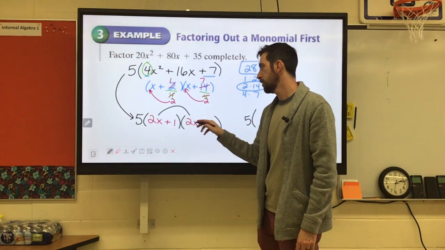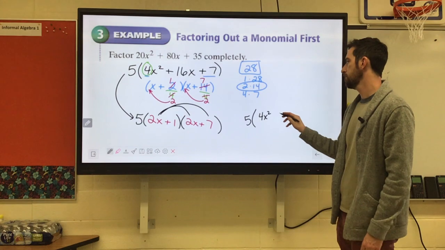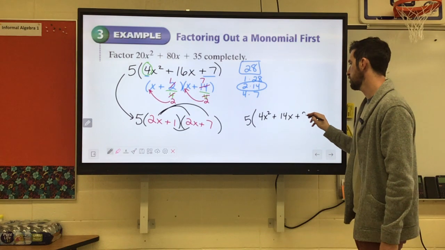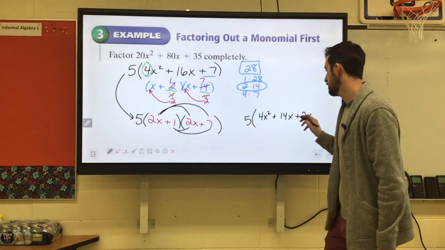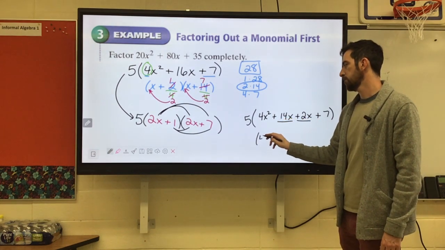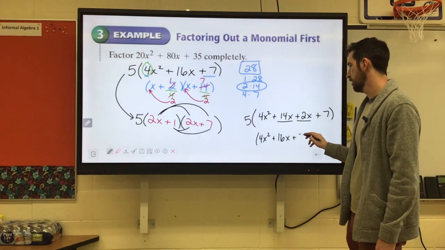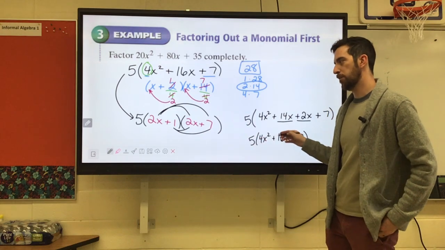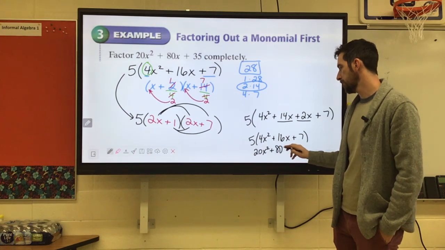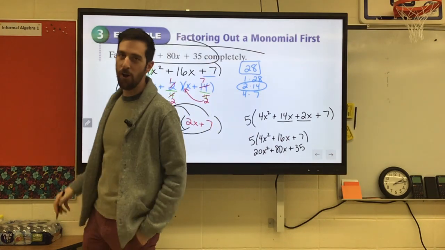So if we FOIL this, 2x times 2x is 4x squared. 2x times 7 is 14x. 1 times 2x is 2x. And 1 times 7 is 7. So if we combine our like terms there, that would give us 4x squared plus 14x plus 2x is 16x plus 7. And then I would multiply it by 5 at the end, which would give me 20x squared plus 80x plus 35. Oh, that's what we started with.